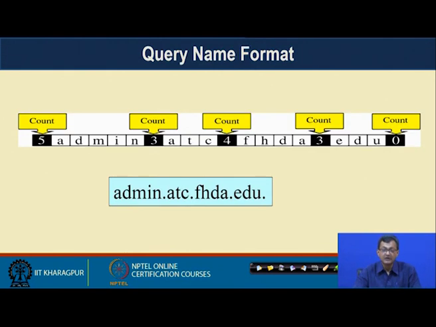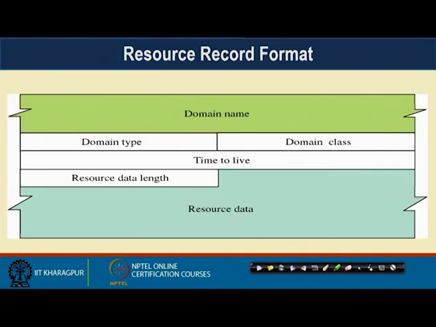Like here, the query name format. Suppose we want to have admin.atc.fhda.edu. So, it says the count is 5 for admin, 3 and so forth. So, it says which are the different names which are separated by dots. So, this is the query name format, and the resource record format we have seen already: domain name, domain type, domain class, time to live, resource record data length, and the whole resource record.